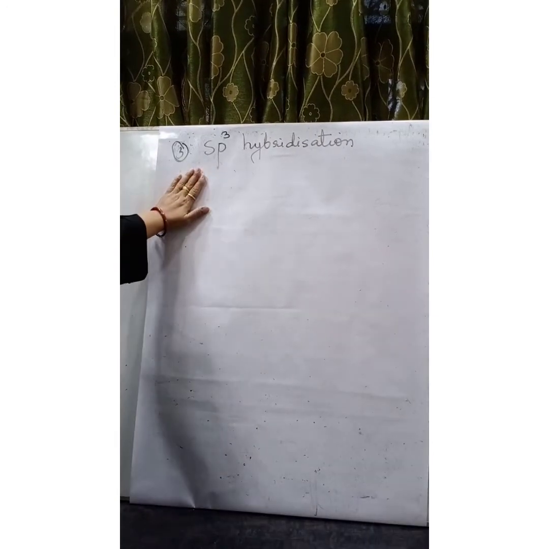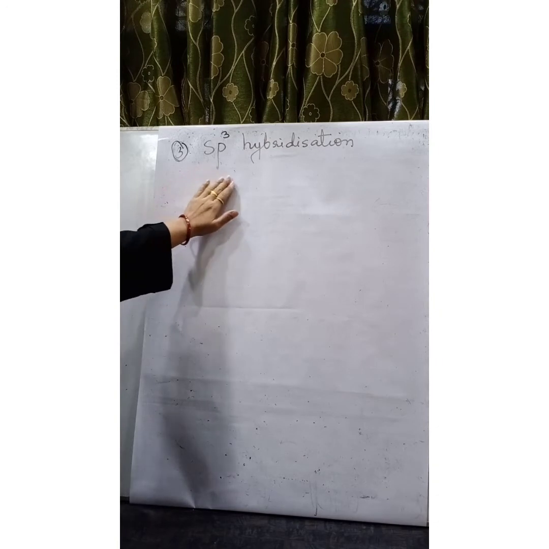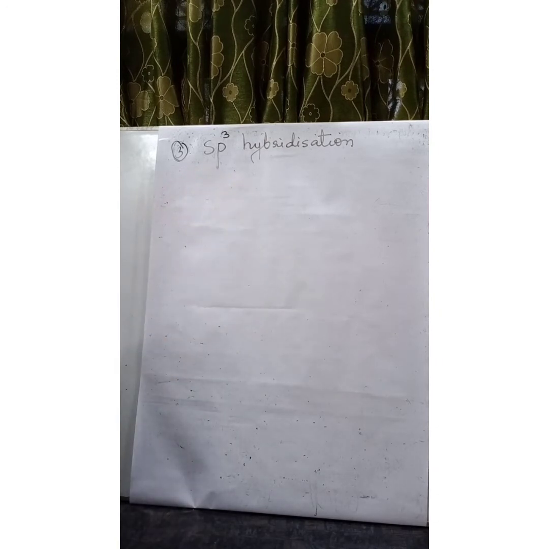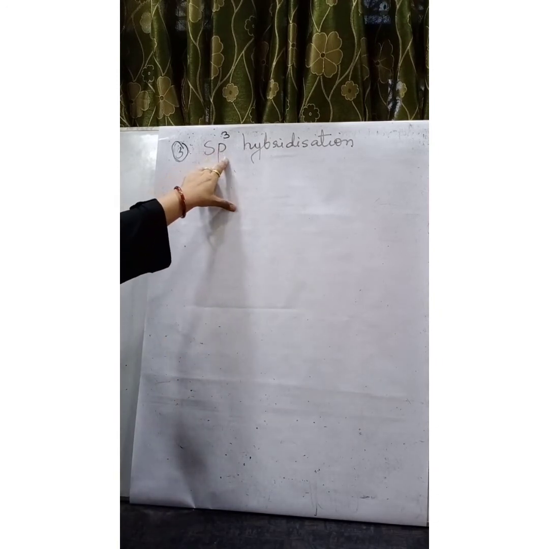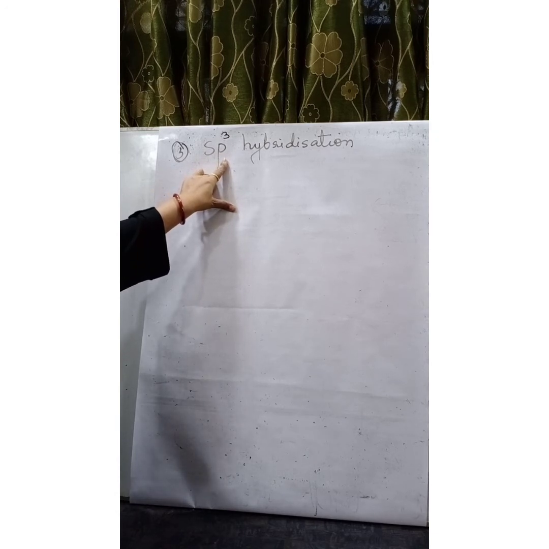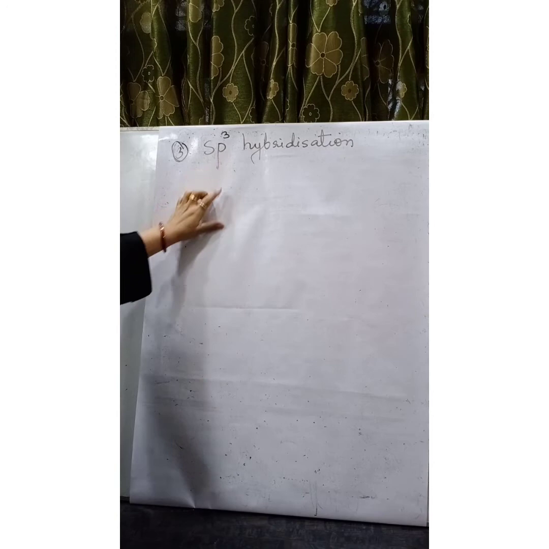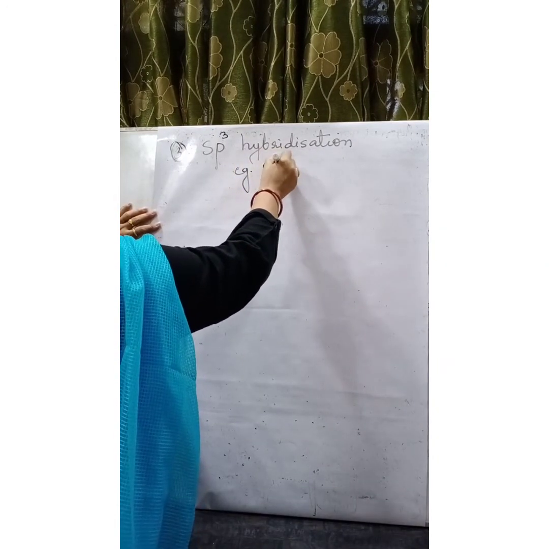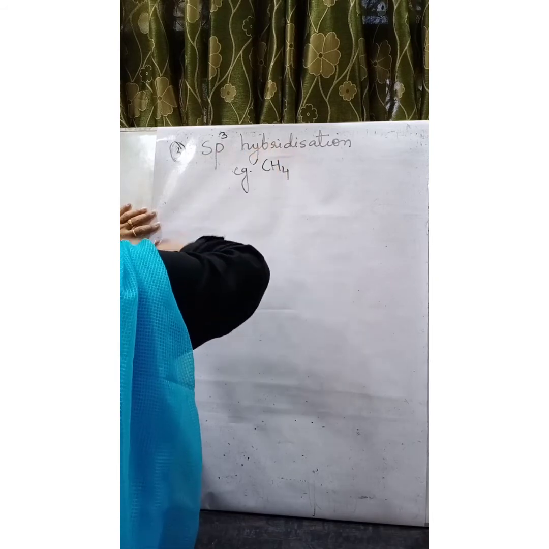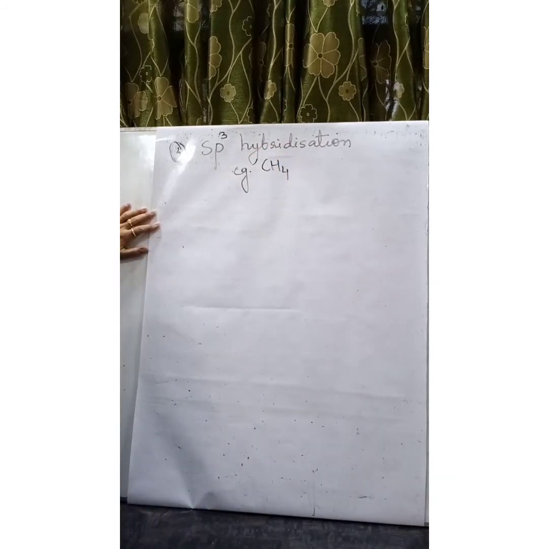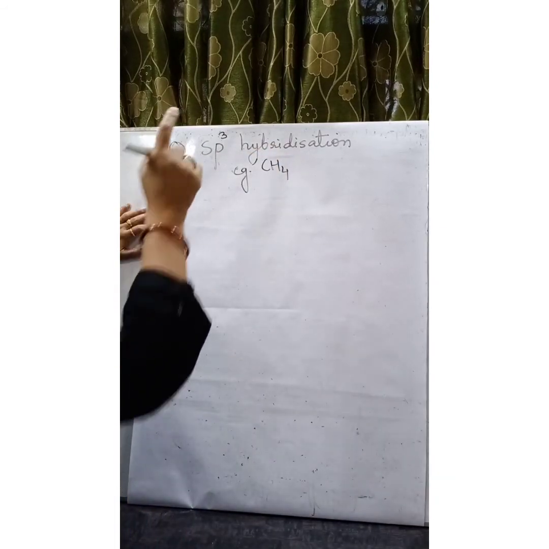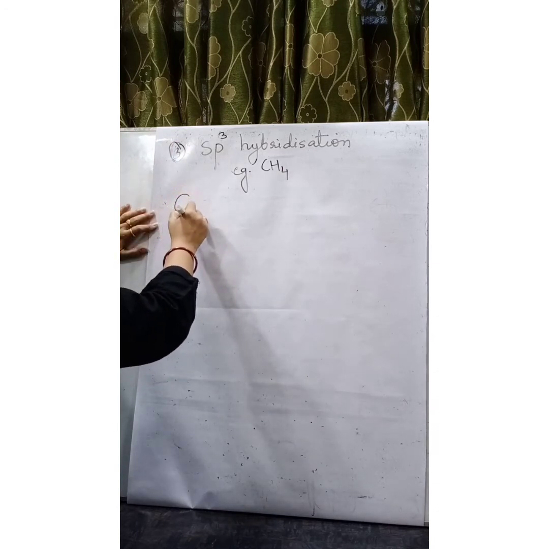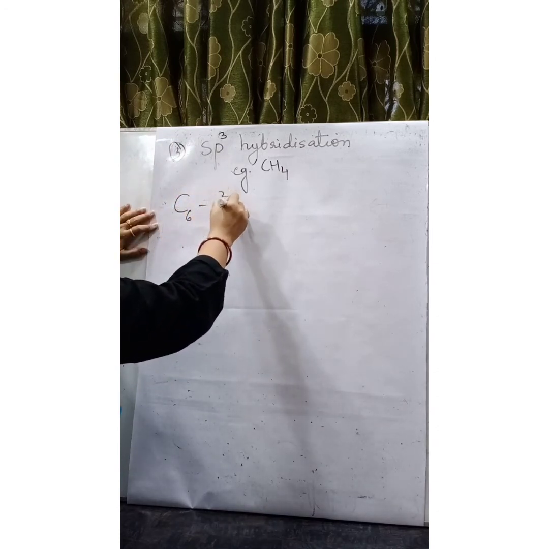The third type of hybridization is sp3 hybridization. Here one s and three p orbitals undergo intermixing to form sp3 hybrid orbitals. We have examples like methane, ammonia, water, etc. Let us see methane first of all. Carbon atomic number is 6.